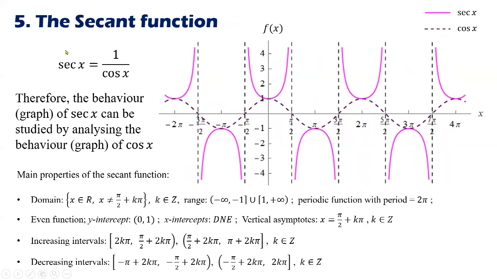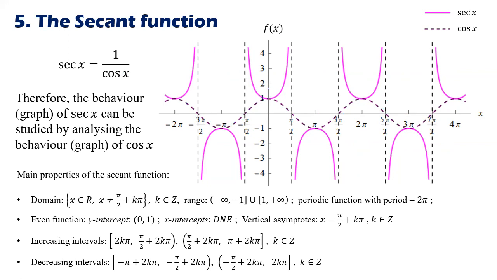All right, so let's have a look at the next function, which is the secant function. Similar to the cosecant function, which is the reciprocal of the sine function, the secant function is just the reciprocal of the cosine function, right? So we can analyze its behavior with the help of the cosine function. First of all, in this graph, we draw the cosine function in a dashed line like this.